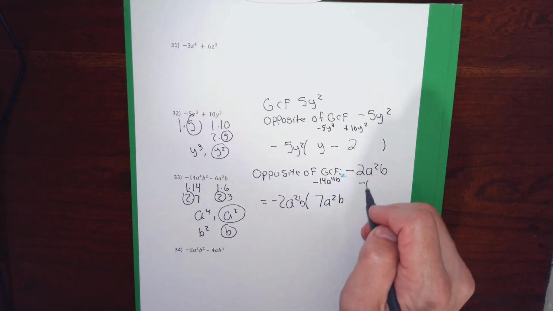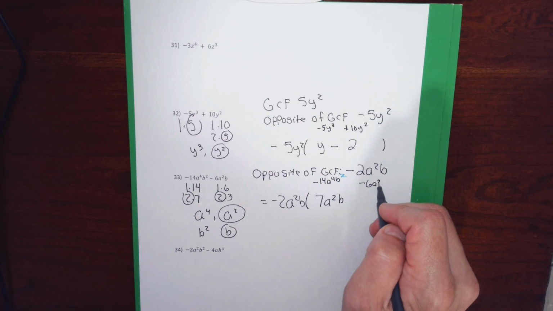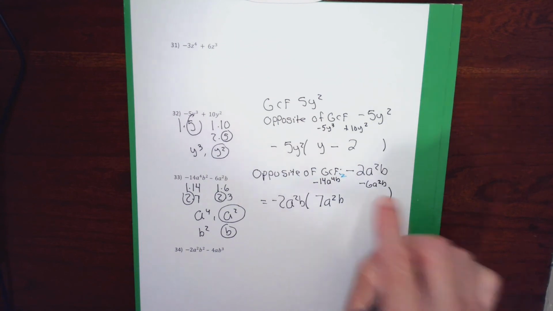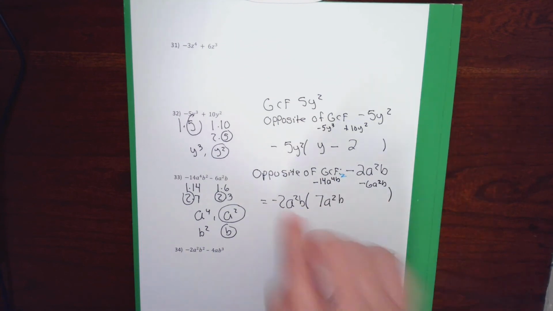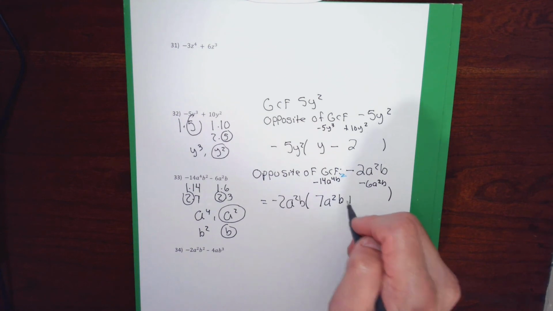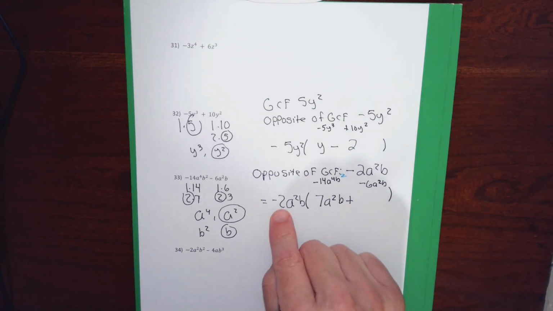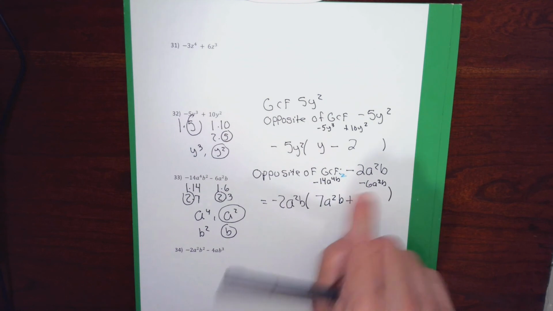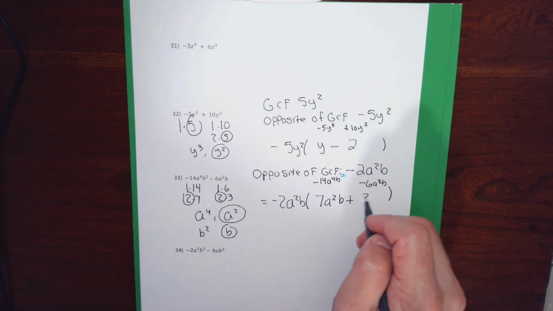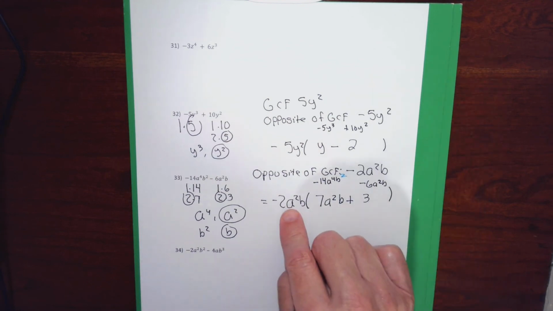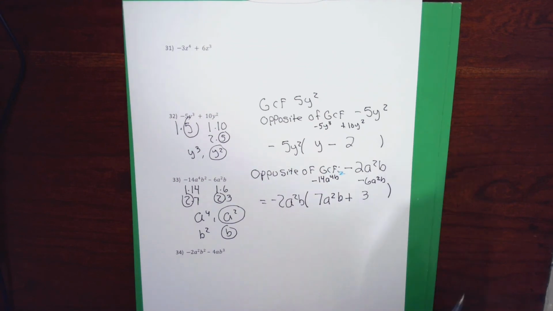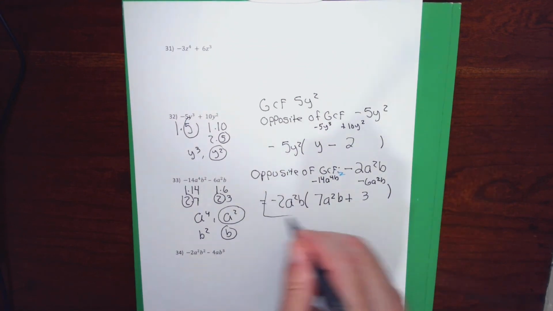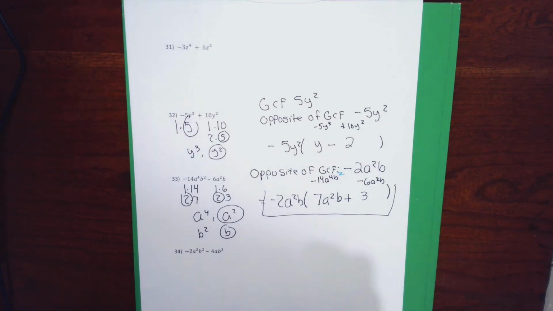Now I'll move on to the second term. Second term led with a negative. I factored out a negative. I'm going to flip the sign and make it a positive. The second term led with a 6. I'll divide the 6 by 2 and get a 3. I factored out the a squared. I factored out the b. I don't get a variable part. That would be my answer for 33.